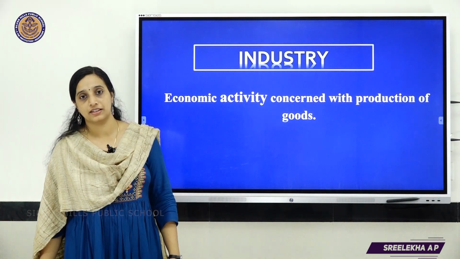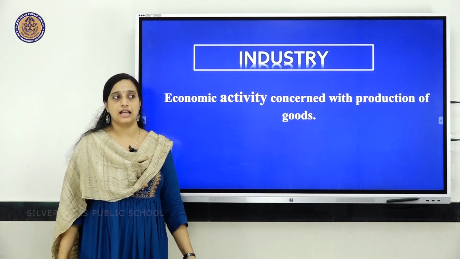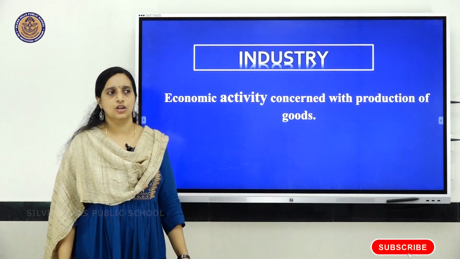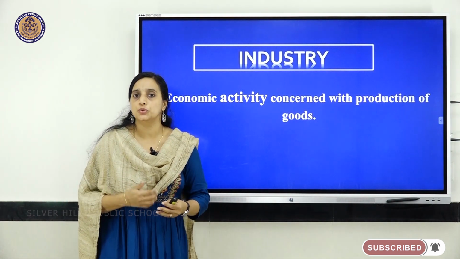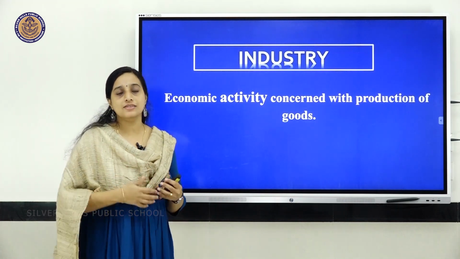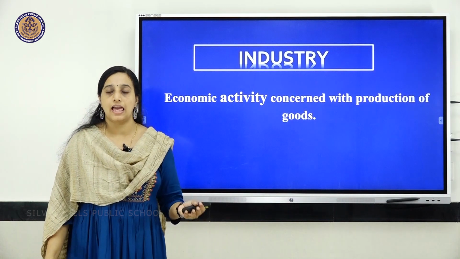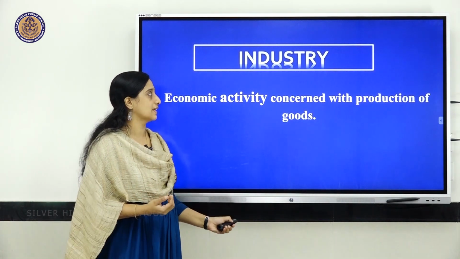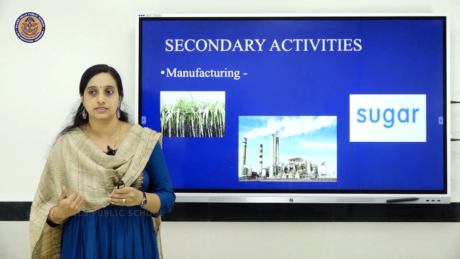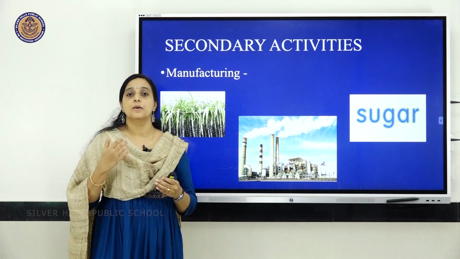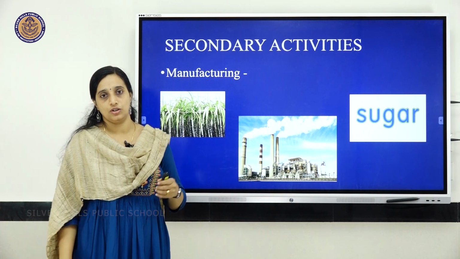Industry or manufacturing industry. Many products from the primary activities such as agriculture or mining need to be processed to make them much more usable goods. The processing happens by making the raw material into a finished product, and this processing is what we call manufacturing. Manufacturing or industries are where the process happens with the help of machines and technology.